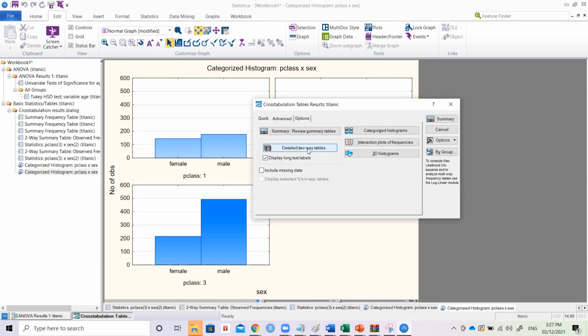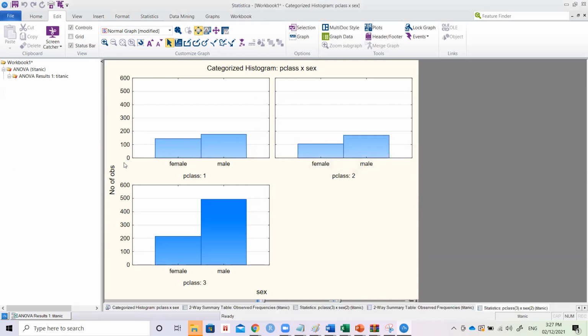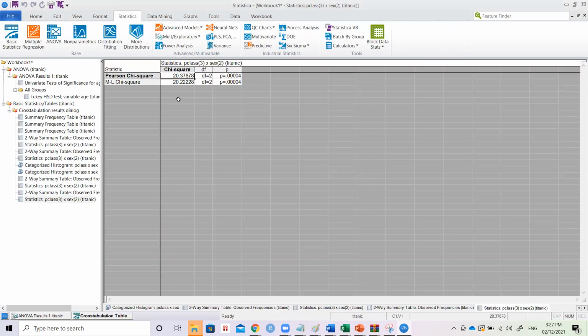It's been a long time since I used this. So detailed two-way tables, for all tables, let's check that. So here, Pearson's chi-square is 20.37878. P-value is very low, 0.004.